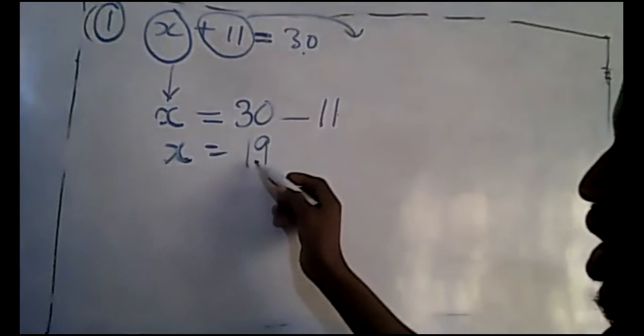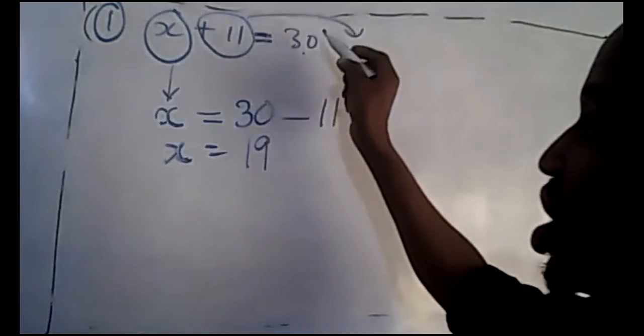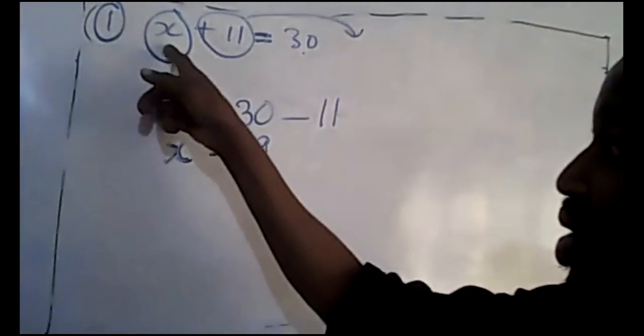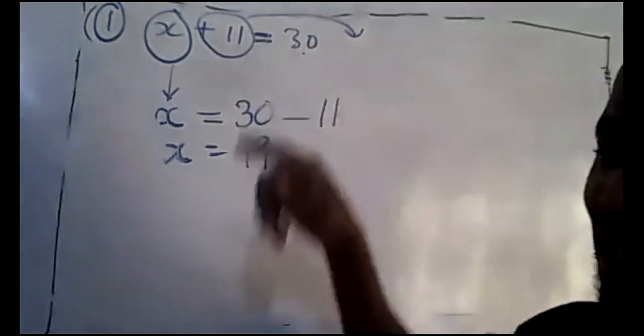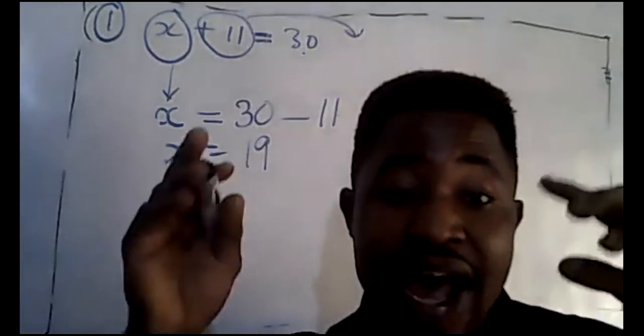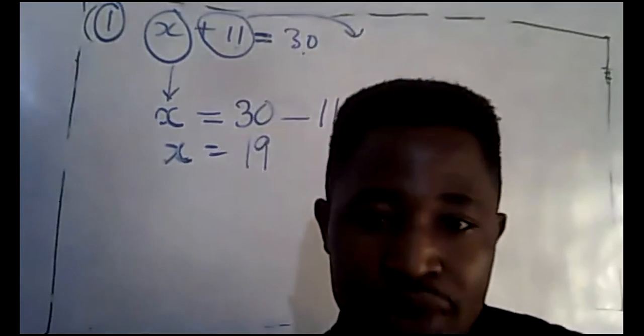So x equals 19. That means it is 19 plus 11 that would give 30. Okay? It is 19 plus 11 that will give 30. Alternatively, another way of doing it, an elementary way, like you are in nursery 1 or lower primary.